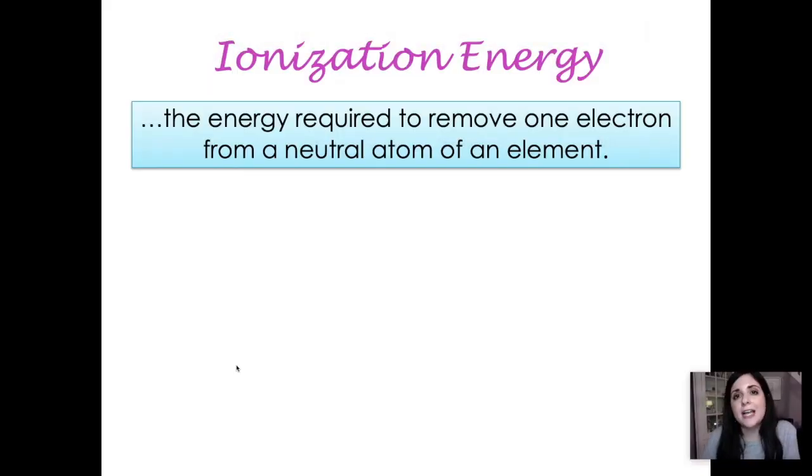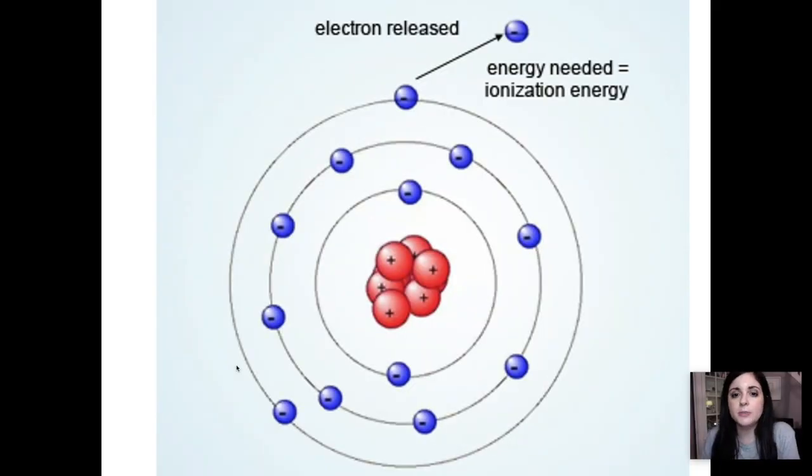The next trend is ionization energy. Ionization energy is the energy that's required to remove an electron from a neutral atom of an element. So again, I'm going to skip to this image here. This happens to be some element, it really doesn't matter what it is. But here I have two electrons in its outermost shell, so this must be an alkaline earth metal.